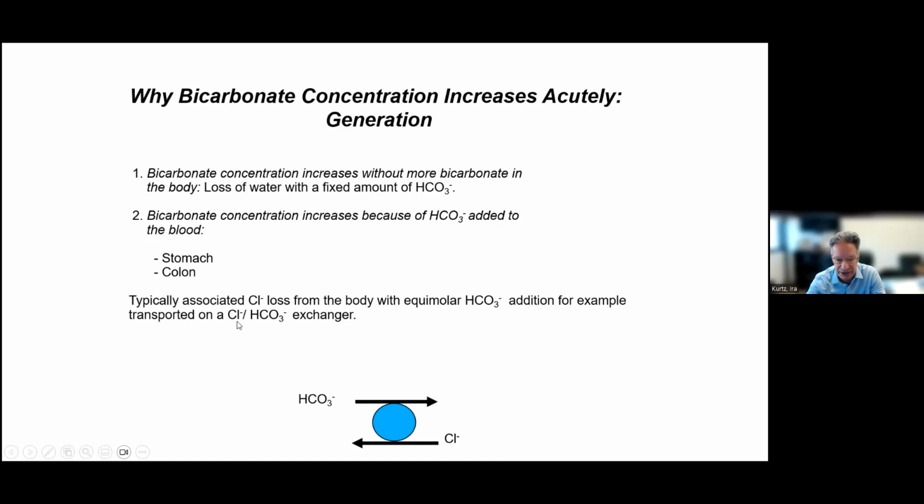Again, it's not a channel. It's the same type of exchange process that I showed in the proximal tubule with sodium and a proton. It's called an exchanger. It falls under the category of a transporter. Transporters are not channels.